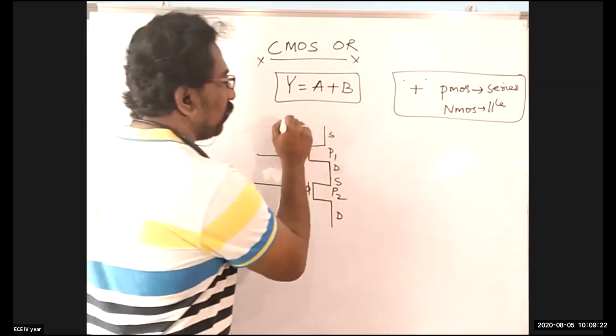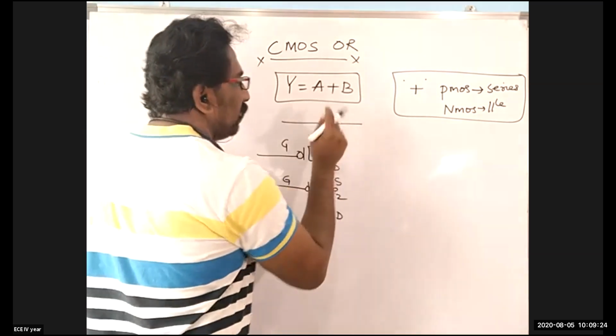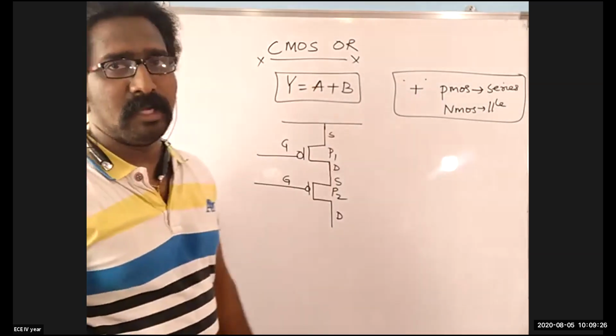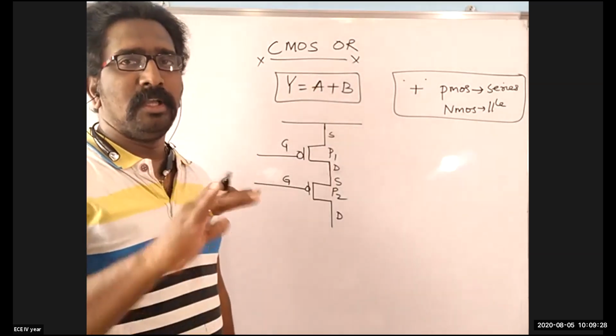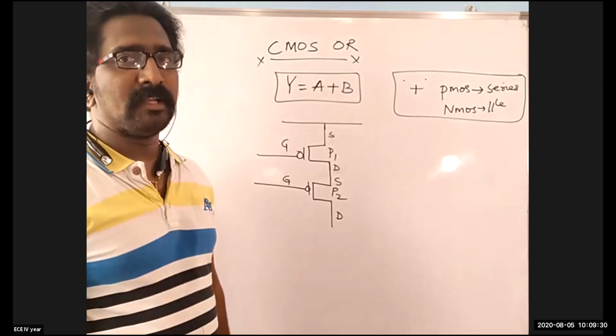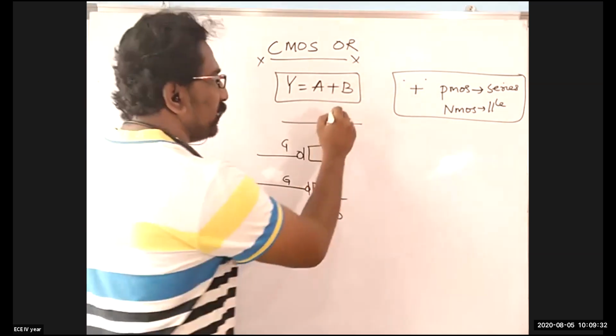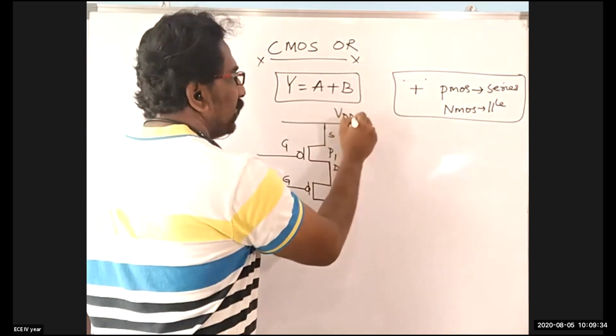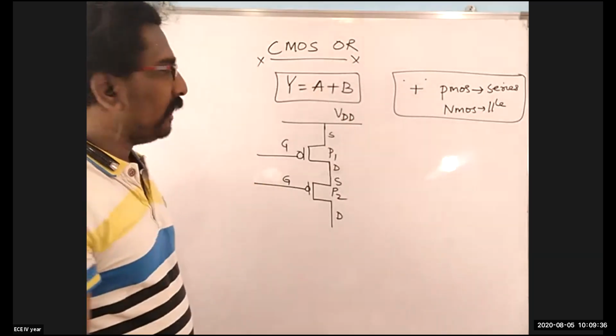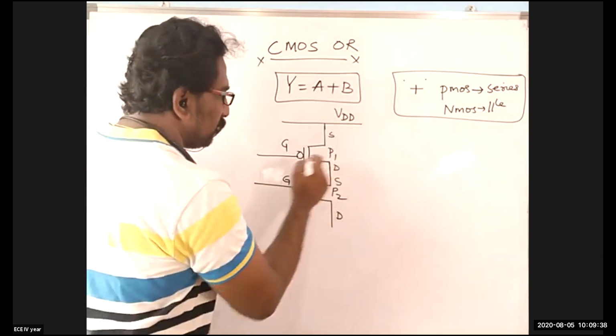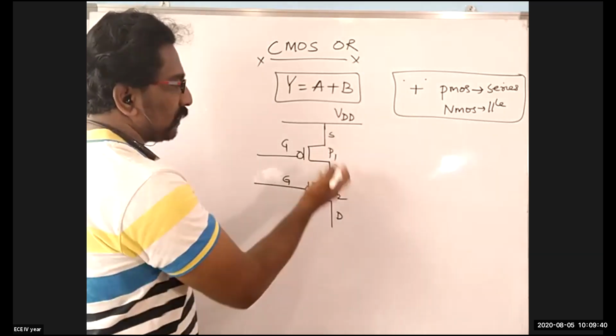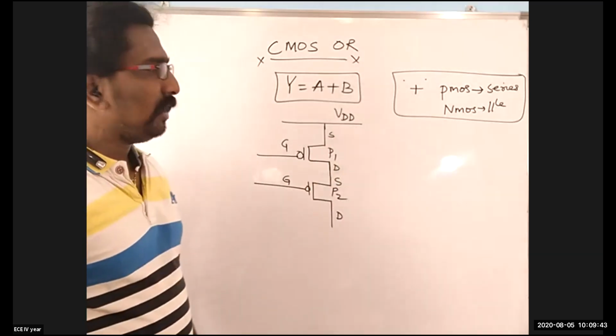And always keep in mind, the topmost P transistor should be connected to the high voltage, that is VDD, the main supply voltage. Anyway, we have completed this series connection of PMOS.